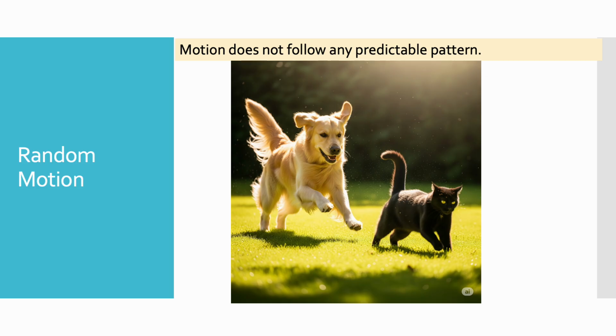Now let's look at a very unpredictable type of motion, random motion. In random motion, the direction and the speed of the object keep changing suddenly. There is no fixed path or pattern. Take a look at these animals, the dog and the cat. When they run around in a garden, they change direction and speed randomly. You cannot predict where they will go next. Other examples, a fly buzzing around a room, molecules moving in a gas. Random motion is not regular. It is not repetitive. It is just chaotic and unpredictable.